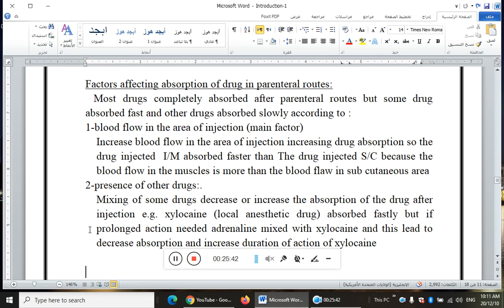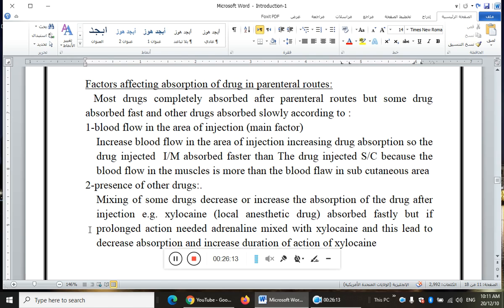The second factor is the presence of other drugs. Mixing of some drugs decreases or increases the absorption of the drug after injection. Example: xylocaine, a local anesthetic drug (مادة مخدرة موضعية), is absorbed fast, but prolonged action needed adrenaline mixed with xylocaine, and this leads to decreased absorption and increased duration of action of xylocaine.